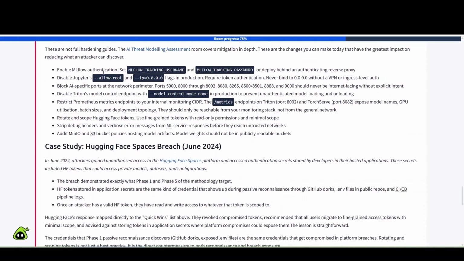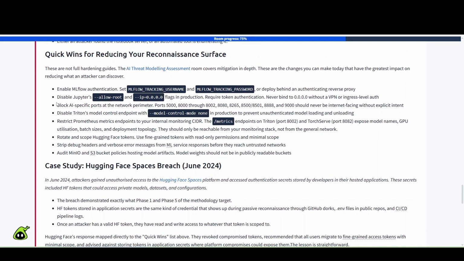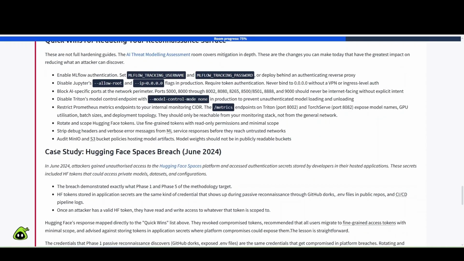Enable MLflow authentication, or deploy behind an authenticating reverse proxy. Disable Jupyter's allow-root flags in production and require token authentication. Never bind to 0.0.0.0 without a VPN or ingress-level auth. All right, I'm not going to go through all these here, but you can see these quick wins that you can possibly implement. Go ahead and take time to review that.